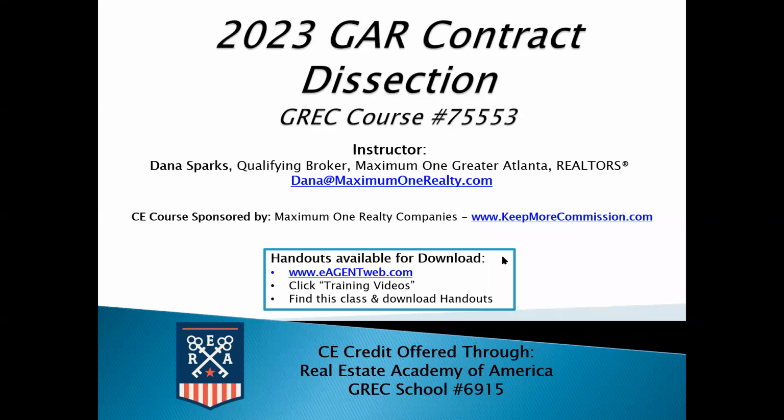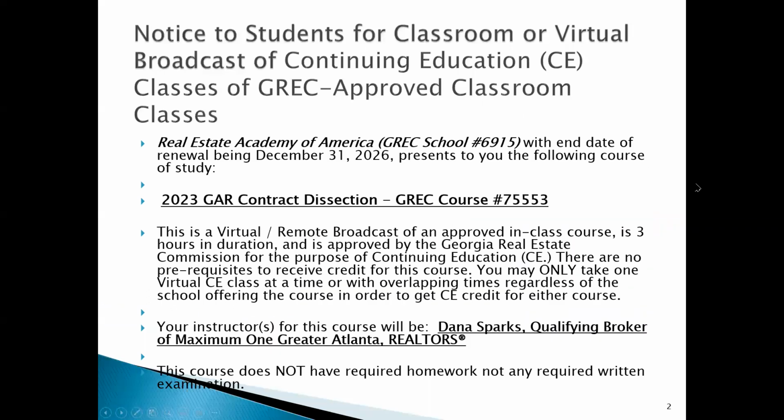I like to give handouts as a reference for my students to have throughout the course of their career or the year working. Again, CE is through the Real Estate Academy of America. And for the notice to students, again, the school expires or has to be renewed December 31st, 2026. This is a virtual remote broadcast of an approved in-class course. For any and all virtual CE classes, you may only take one CE class at a time virtually. Just think, if they were in person, you can only be in one place at a time. So if it is discovered that you are taking more than one virtual class with overlapping times or at the same time, you will not get credit for either class.